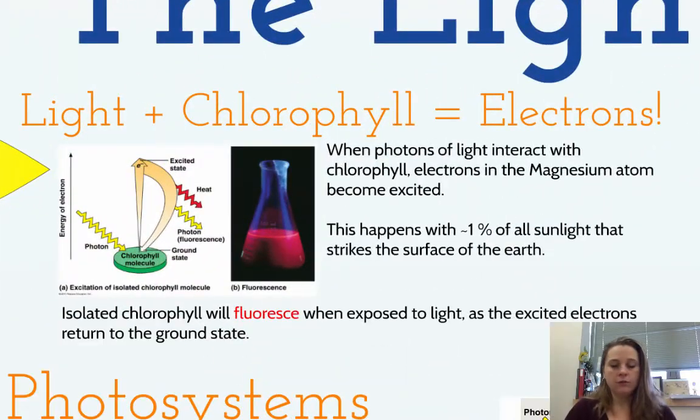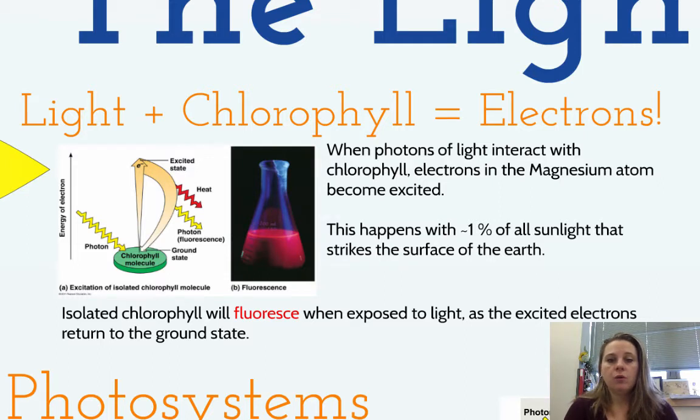So light in chlorophyll is going to give us the electrons. The electrons are super necessary for this process, setting up an electrochemical gradient that's going to help bounce these electrons through the pigments and through the membrane in order to do their thing.